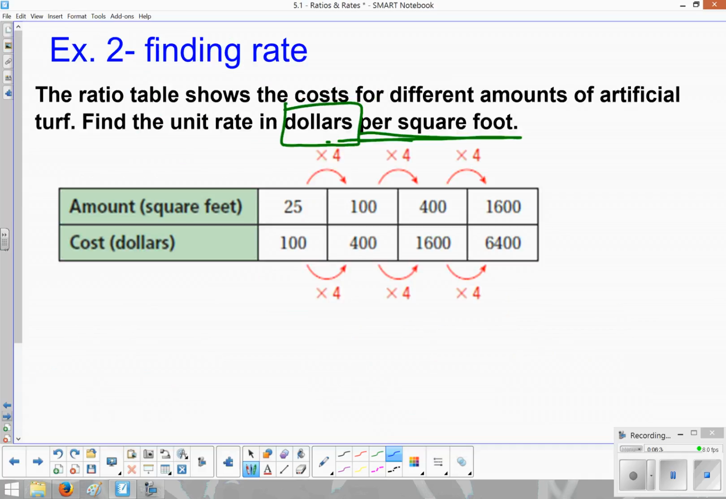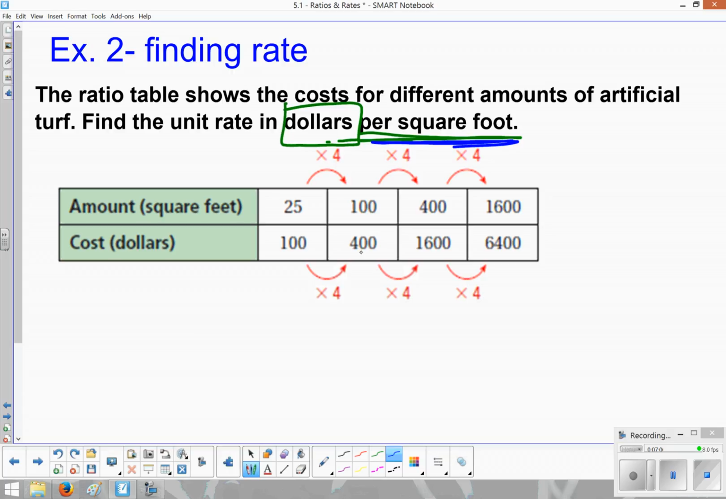All right. So in example 2, we're going to go ahead and find our rate. To find our rate, we're going to look at this table. In this table, it shows the cost of different amounts of artificial turf. Artificial turf is basically fake grass. So we want to find the unit rate in dollars per square foot. Notice I underline here per square foot because we want to know how much it costs for 1 square foot. We know that according to this chart, 25 square feet is $100.